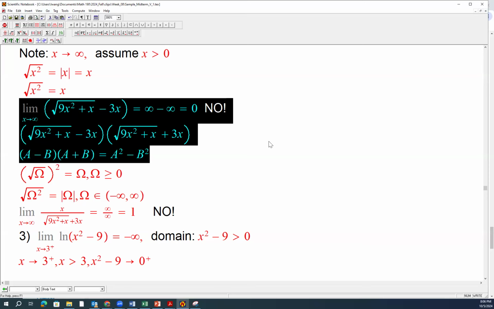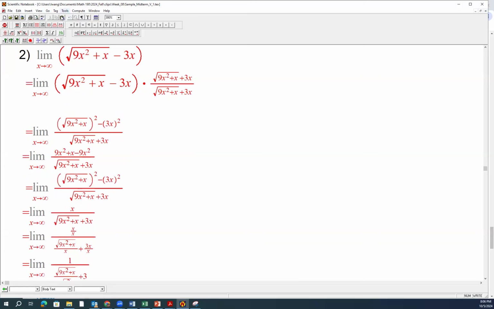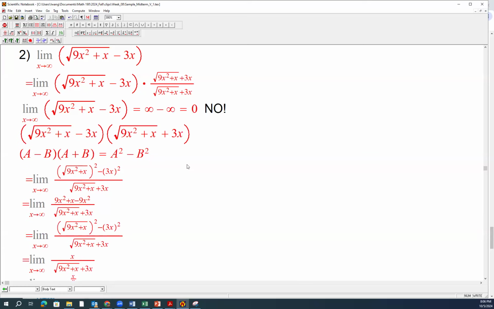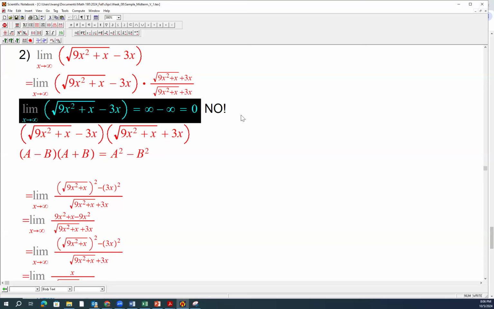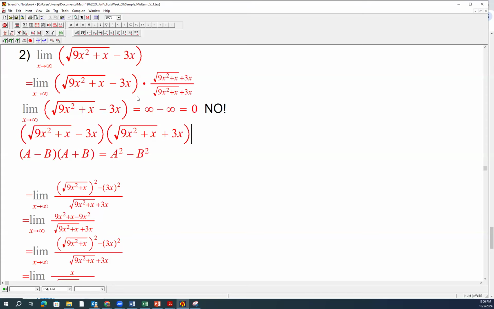So what we can do is that we multiply the conjugate. Of course, we understand these techniques, right? And I put the notes here just to emphasize you cannot do infinity subtract infinity, and infinity subtract infinity equal to 0 is wrong, wrong, wrong. Now, for that reason, we multiply the conjugates. We transform the question.